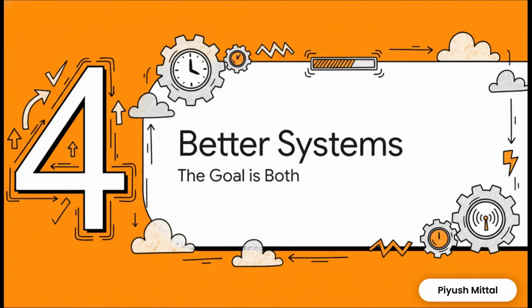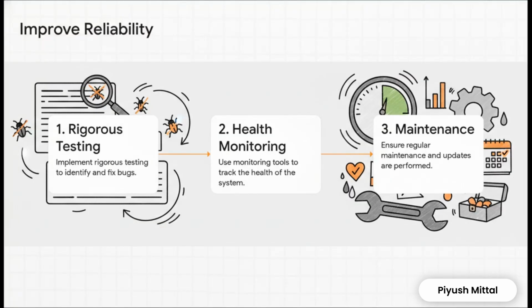So how do teams actually do that? Well, to make a system more reliable, to make sure it works right, teams do things like rigorous testing to find all the bugs before you do. They have health monitoring systems that are constantly checking for any warning signs. And they perform smart, regular maintenance to keep things running smoothly.